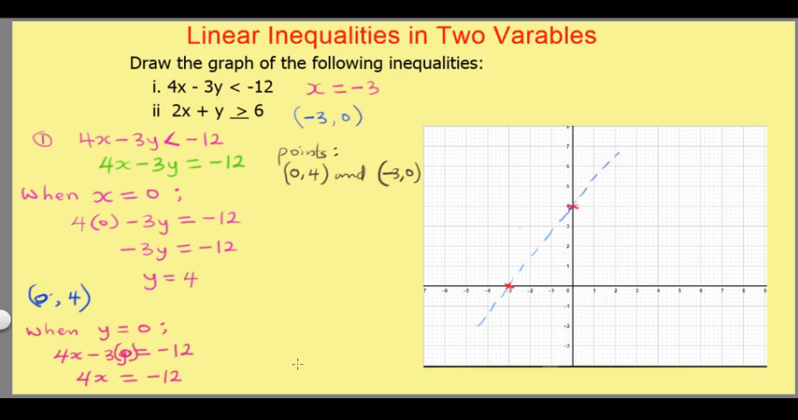Alright. Now that we've joined the 2 points, how do we then determine the needed region? The inequality sign in the question is less than. That means the region that we need is the less than region. So it follows this part. This is the region that satisfies that inequality.